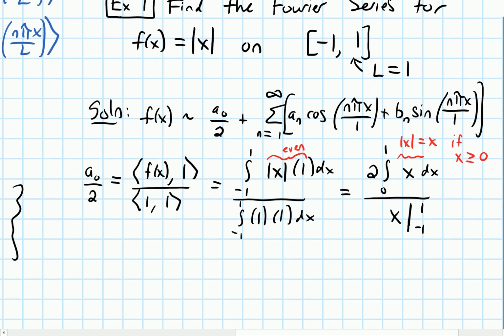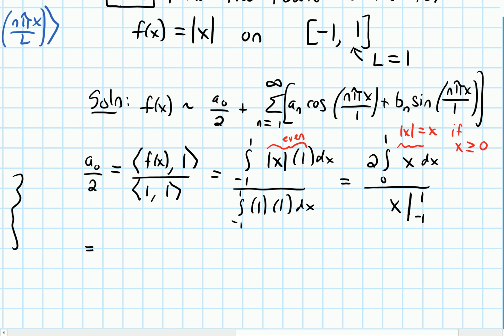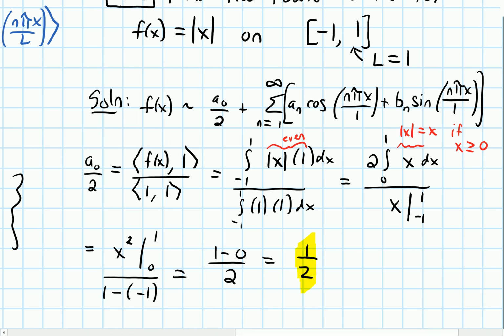All right, so now let's go ahead and do the antiderivative on the numerator. We need to take the antiderivative of 2x, which would be x squared, evaluated at 1 and 0. And the denominator, we plug in 1, and then minus, plugging in -1, so minus -1. So in the numerator, we end up with 1 minus 0. The denominator is 2, so overall we get 1/2. All right, so we know what a0 over 2 is. We know what our first coefficient should be.